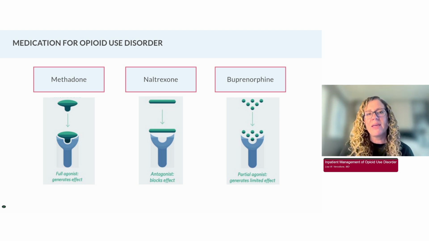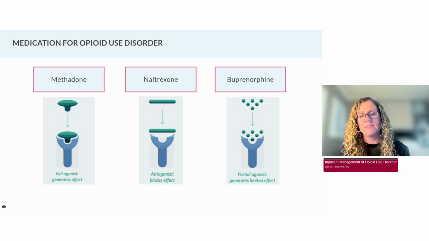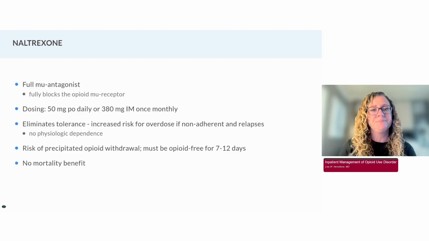And so there are three medications that are FDA approved for opioid use disorder. There's methadone, which is the full agonist to the mu receptor. There's naltrexone, which is a blocker of the mu receptor. And then there's buprenorphine, which is a partial agonist and antagonist. So we're going to go through each one of these.